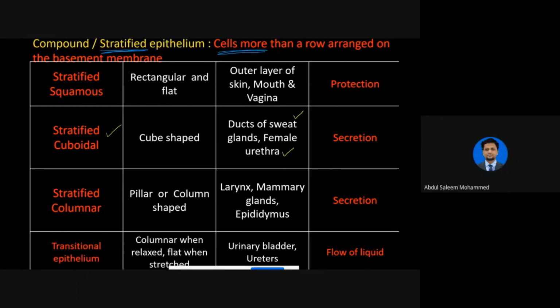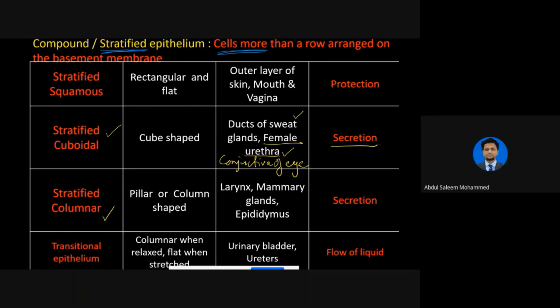A couple of examples. You can add more examples like the conjunctiva of the eyes. There also you will come across this stratified cuboidal epithelium. You can also come across this tissue in the female urethra. Here it is written female urethra. Not in the male urethra, but in the female urethra, you will come across this stratified cuboidal epithelium, and the function is that it is helpful in secretion. So that's the second tissue.